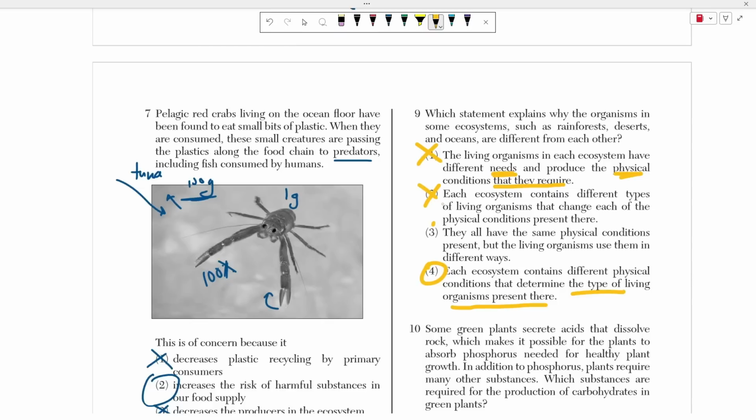Choice 3, they all have the same physical conditions present, but the living organisms use them in different ways. Also false, right? Animals living in rainforests, deserts, and oceans have different physical conditions. They don't have the same physical conditions. Oceans are wet, deserts are very dry.